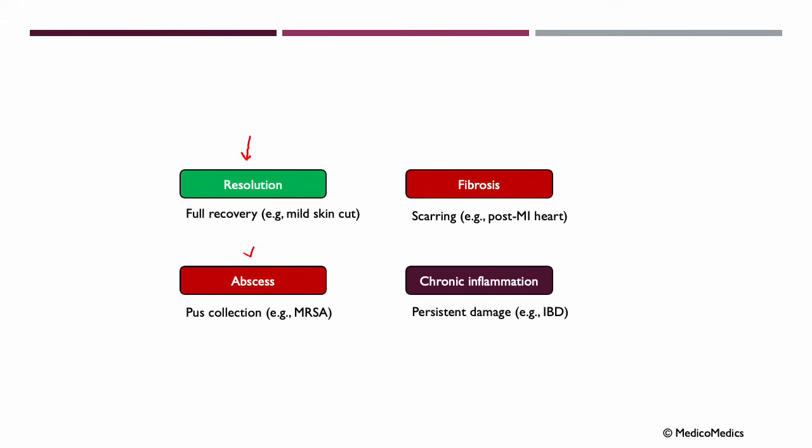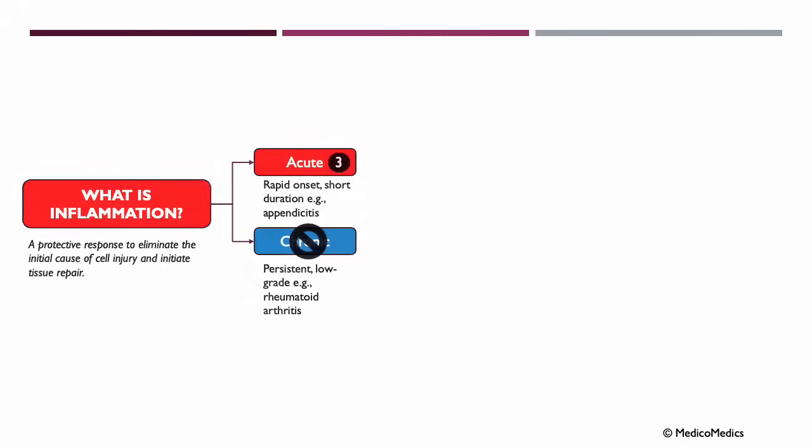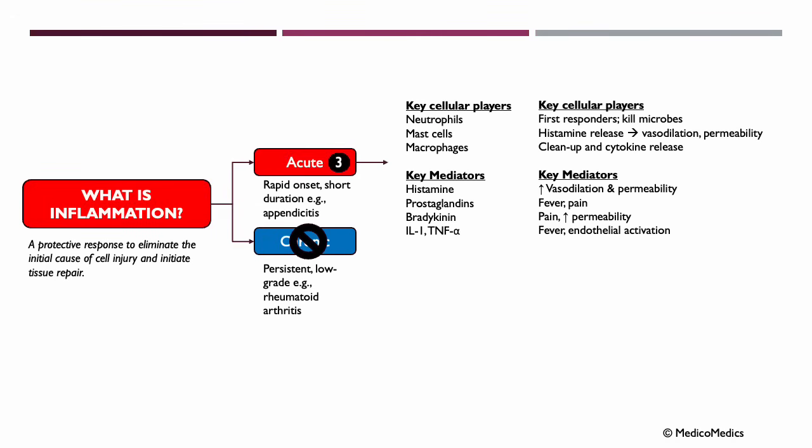So now that we've looked at the different possible outcomes of inflammation, let's now dive into the differences between acute and chronic. Now then, let's deep dive a bit into acute inflammation. The key cellular players here include neutrophils, mast cells, and macrophages. The neutrophils are the first responders, mainly killing the microbes. The mast cells release histamine, leading to vasodilation and permeability. And if you remember the cardinal signs, here we find swelling and heat.